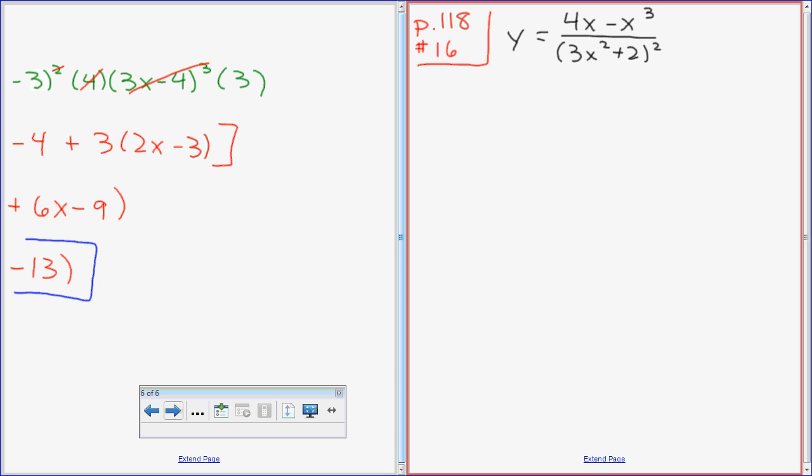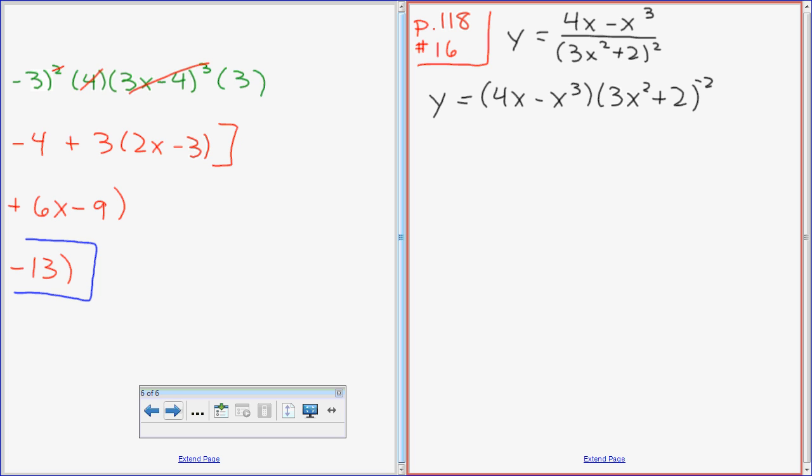Okay, somebody help me here. What do we do with that denominator? So you can do something with the denominator. Alistair, go ahead. Exponent becomes negative. Yeah, let's call it y equals 4x minus x cubed times 3x squared plus 2 to the negative 2. So everyone see what we did there? A fraction turns into a negative exponent. Now we can just use the product rule again.